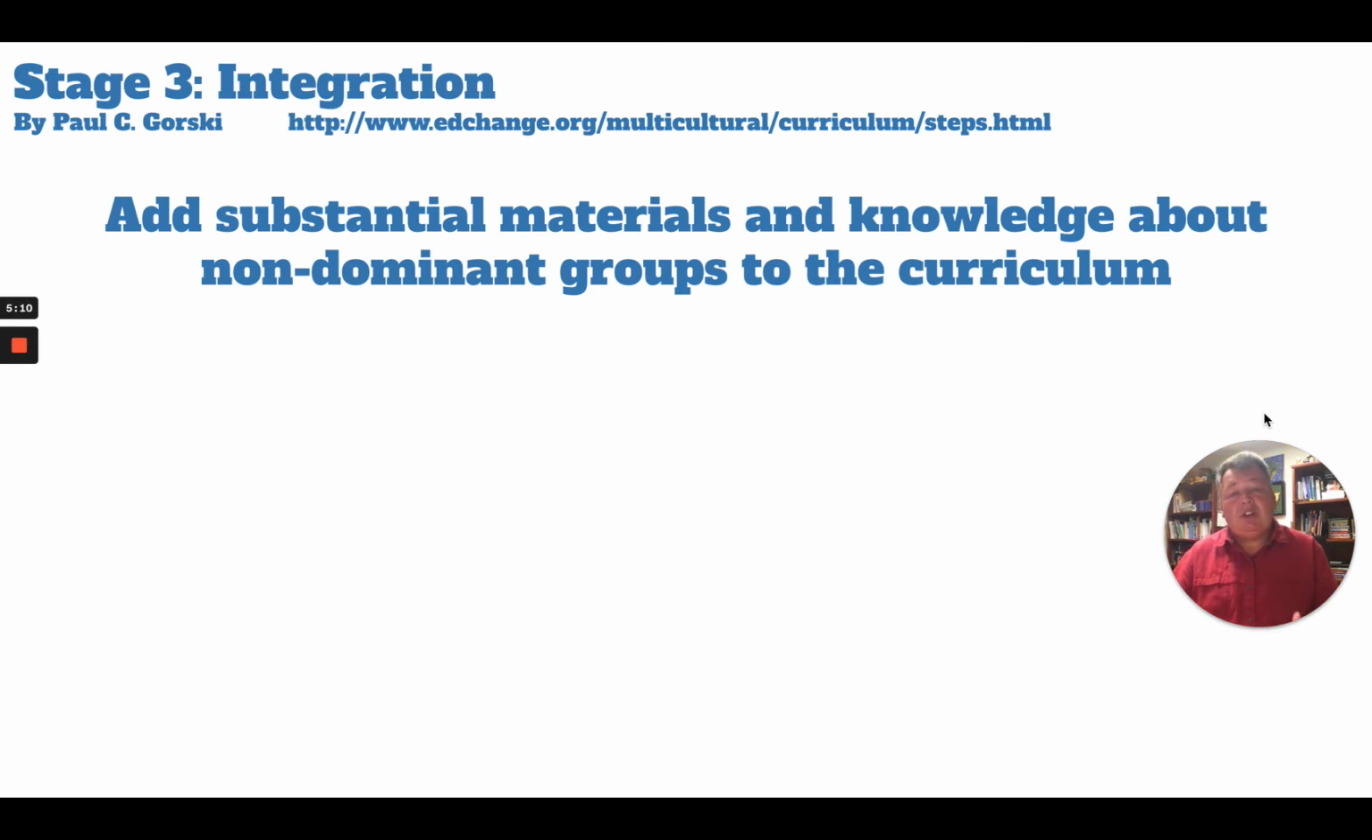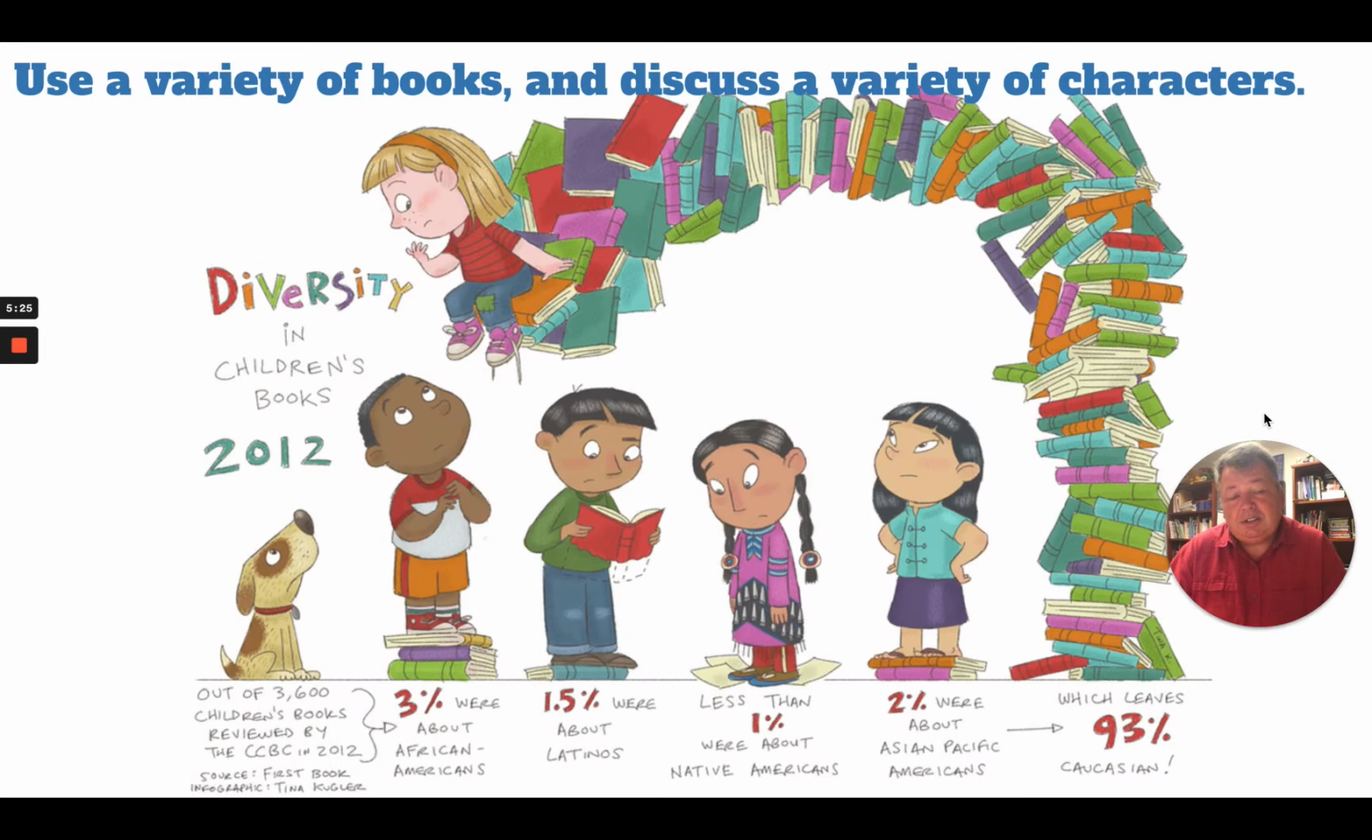It's the integration step. And this is where we say, we're going to start adding some more materials, especially about non-dominant groups, about other cultures into my classroom. And that's a great thing to do. But the problem with this often is it's very hard to find materials. For instance, in 2012, if I wanted to add some books about Polynesian culture into my classroom, there weren't a lot of children's books written in 2012 about Polynesian culture.